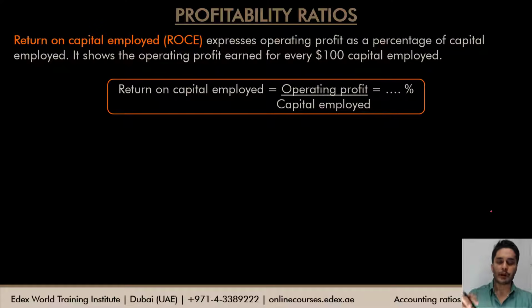Now, the formula for return on capital employed would be operating profit upon capital employed multiplied by 100. Now, this ratio is expressed as a percentage.